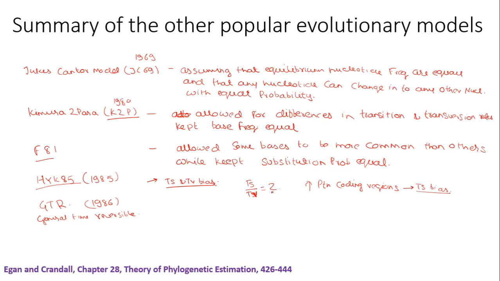Now you can just imagine how complicated the transition rate matrix might become, right? So GTR contains the features of all the remaining models like HKY, F81, Kimura parameter model and Jukes-Cantor model properly nested within it. And this happened in 1986.